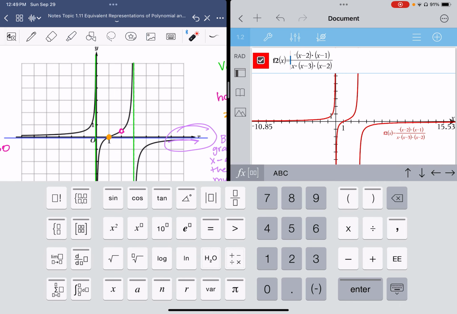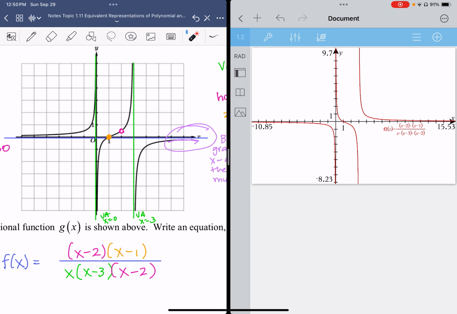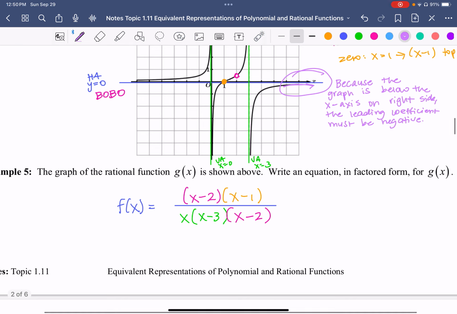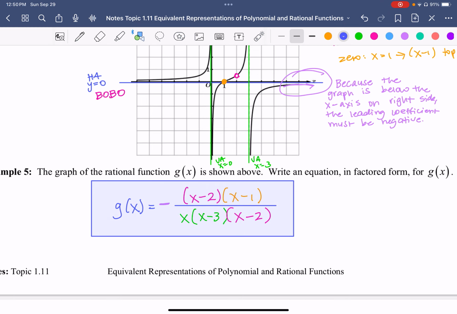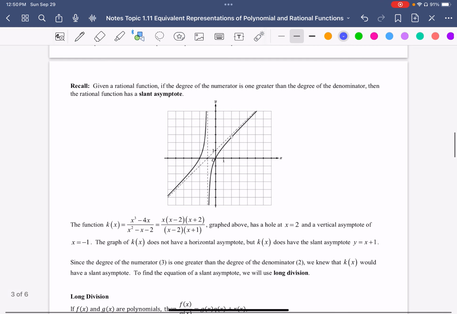So again, if I take this negative off, you see how on the left it's above, and on the right it's below. If I take off the negative, the opposite is true. On the left it's below, and on the right it's above, which is not what we wanted. So for that reason, this one is going to have a negative leading coefficient in the front. Sorry, this should have been g of x. All right, so let's keep going.